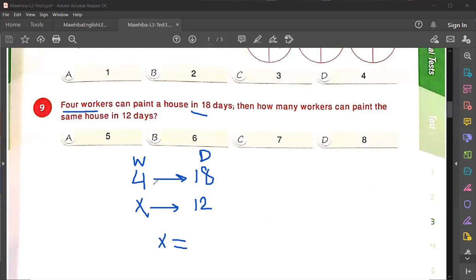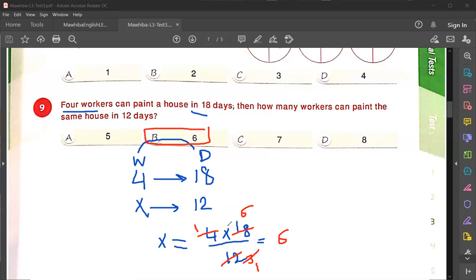If you have an opposite relation, you multiply 4 times 18, divided by 12, right? Then you simplify here. Divided by 4, it is 1 here and 3. And divided by 3, it is 1 and 6. Right, Al-Hassan, it is 6. So the answer is what? It is 6. Good. The answer is 6.